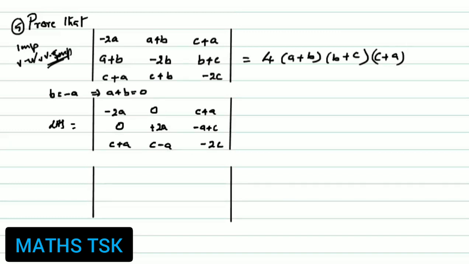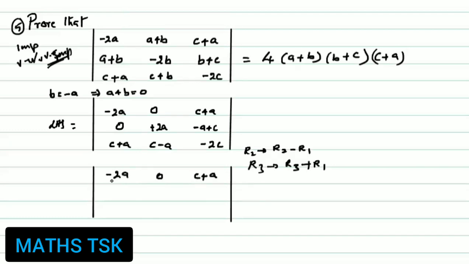Now, add these two rows, what you'll get? Subtract these two rows. I write it like this: R2 tends to R2 minus R1, and R3 tends to R3 plus R1. Let's look here: minus 2a, 0, c plus a.